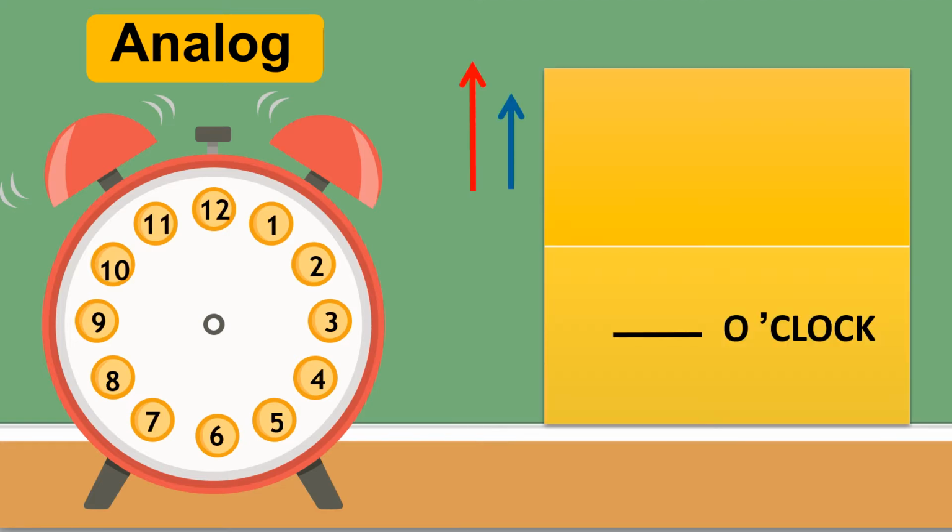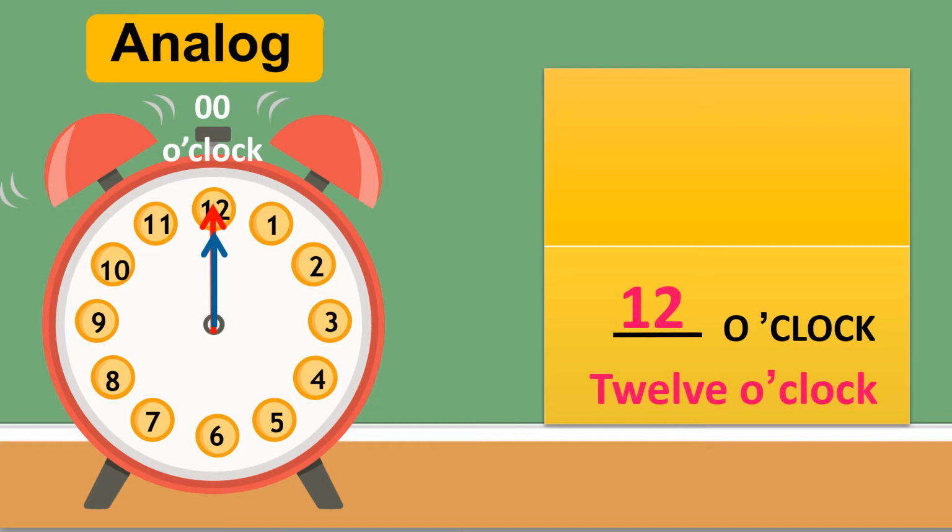I give you an example here. I have here the long hand and the short hand. If both of them point to 12, like that, in analog form, the short hand tells me the exact number. So the short hand will be 12, and the long hand tells me o'clock. So it's 12 o'clock because the short hand points to 12, it means 12, and the long hand points to 12, it means o'clock.